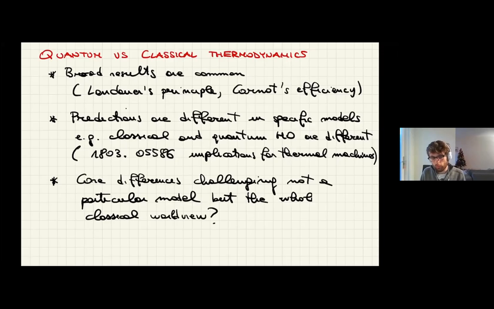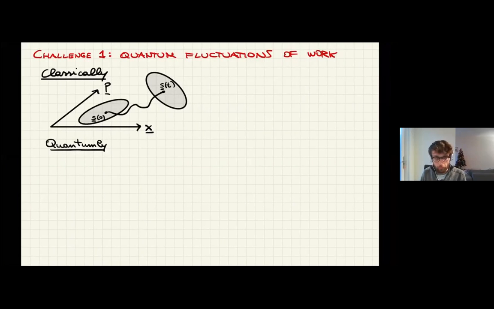And this is what I'm going to talk about in this last part. I'm going to propose two challenges. One has to do with quantum fluctuations, and the other has to do with contextuality. So the first one is about the definition of quantum fluctuations of work. And again, we need to quickly remind what's the situation classically. Classically, you have phase space, you have a probability distribution on phase space that represents your knowledge. And for any representative point S of 0 in phase space, you have some Hamiltonian evolution that brings it to some other representative point S of t, so that the whole distribution moves from, say, this one to this one.